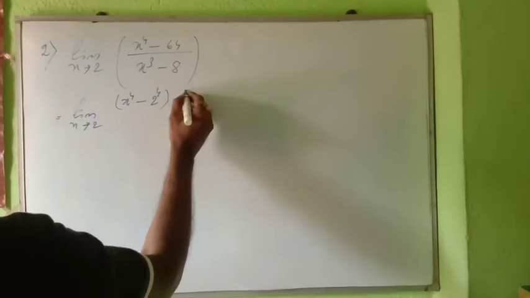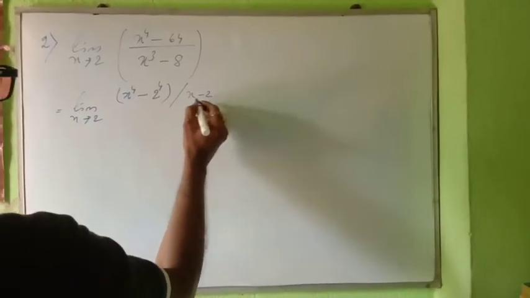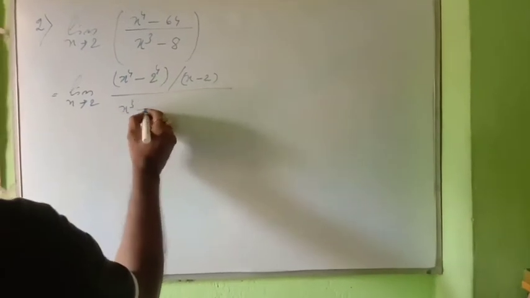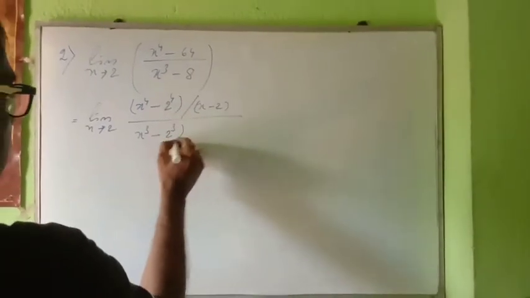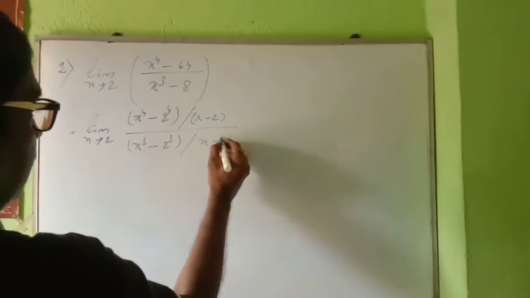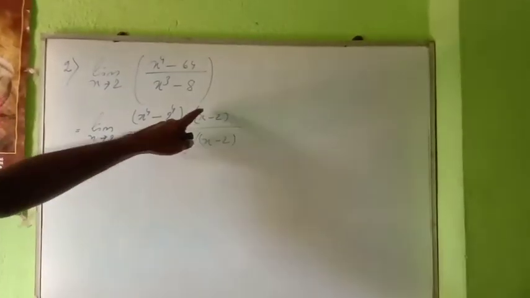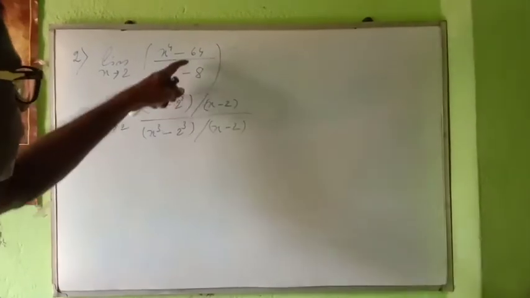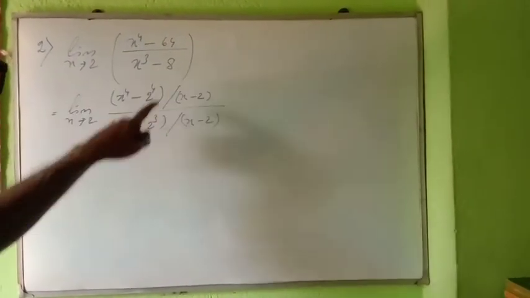Do one thing here: divide by x minus 2, both numerator as well as denominator. Here x cube minus 8, 8 means what? 2 cube. Now divide by x minus 2, both numerator as well as denominator. So 64 means 2 to the power 4, and 8 means 2 cube is written.